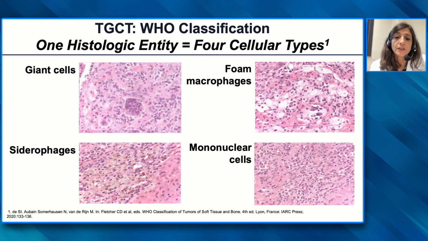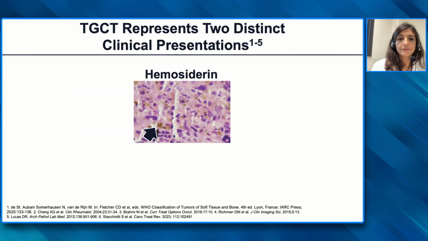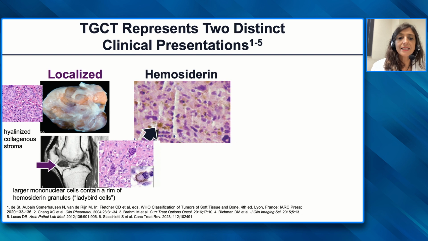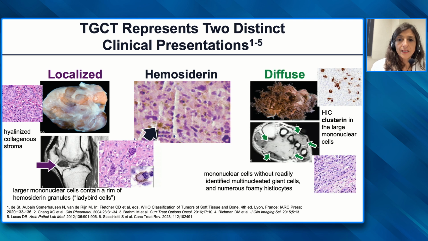The pathology includes four main cellular types: giant cells, which you can see in this slide, that have up to 100 nuclei; then macrophages, which are foamy macrophages, the white ones; the mononuclear cells, very monotonous with the blue dot; and siderophages, the reddish one on the left. And these cells are represented differently in the localized and the diffuse type, and they can be appreciated in the microscope slide, but also in the macro section of the tumor.